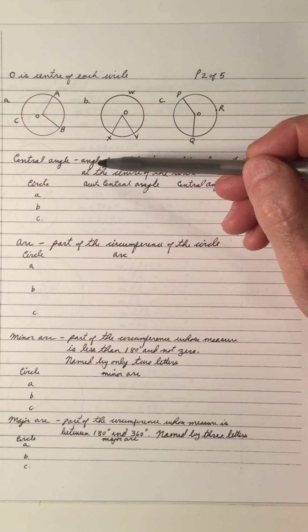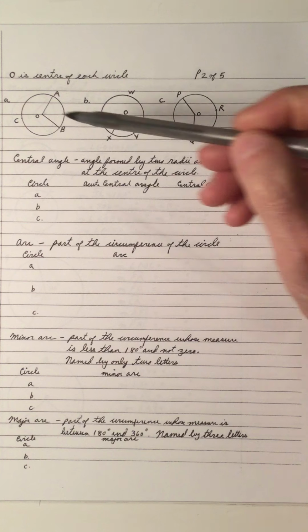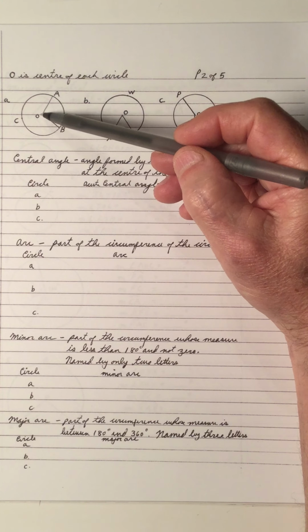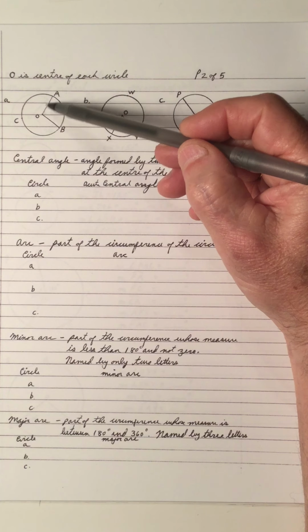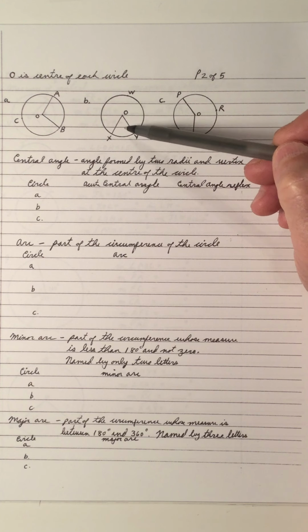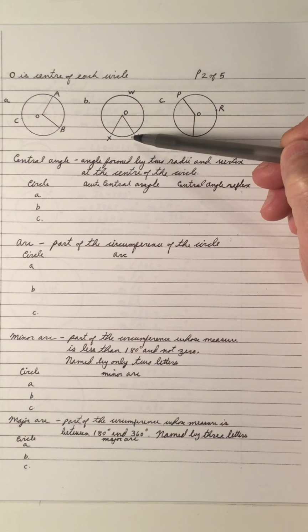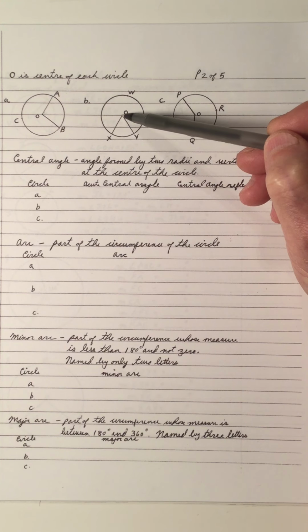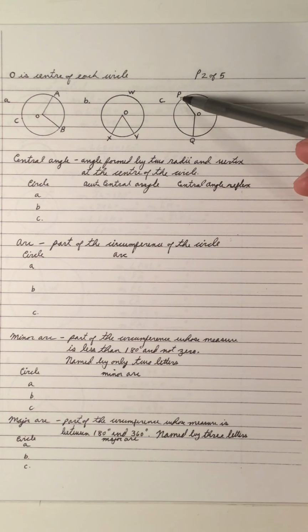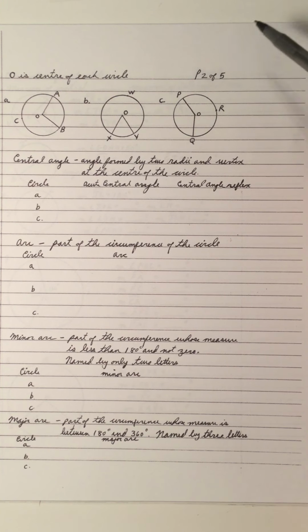A central angle is an angle formed by two radii with the vertex at the center of the circle. So angle AOB is a central angle, with two radii and a vertex at the center. XOY is a central angle with OX and OY as radii and the vertex at the center. And angle POQ is a central angle. OP and OQ are radii and O is the vertex at the center.